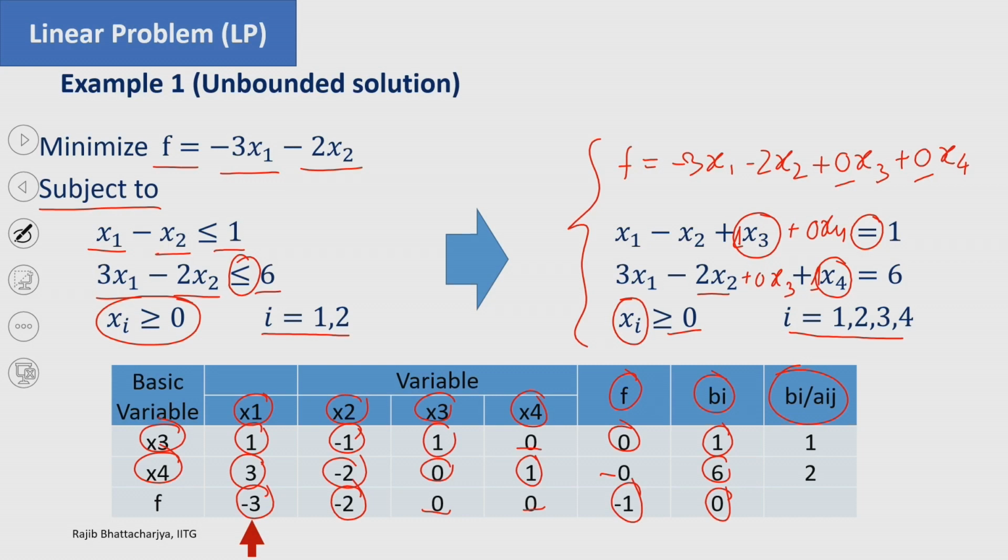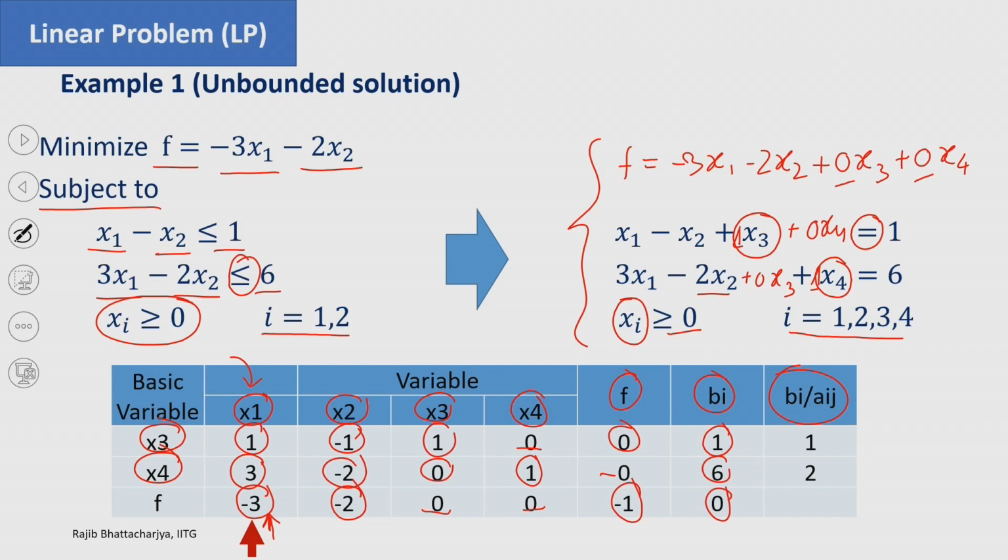Okay. So, now once you are selecting minus 3, so this particular column, in that case x 1 is the incoming variable, is not it. So, x 1, now x 1 is a non-basic variable, now x 1 will come into basis basically. So, x 1 will be taking the place of either x 3 or x 4. So, now we have to decide whether it will replace x 3 or x 4. So, now what will we do?